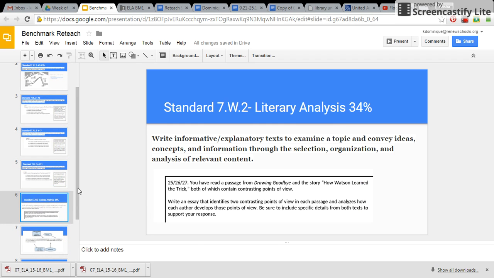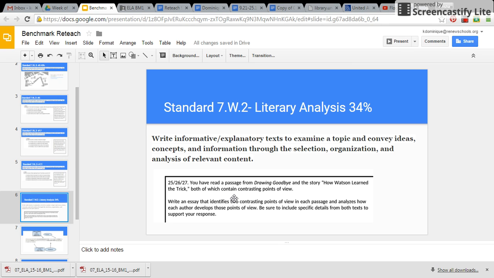The other standard that we are definitely going to focus on today and ongoing is the literary analysis. Only 34% of you actually got basic or better on the literary analysis. And I know it's for several different reasons. So the standard states: write informative explanatory text to examine its topic and convey ideas, concepts, and information through the selection, organization, and analysis of relevant content. So that is the standard.